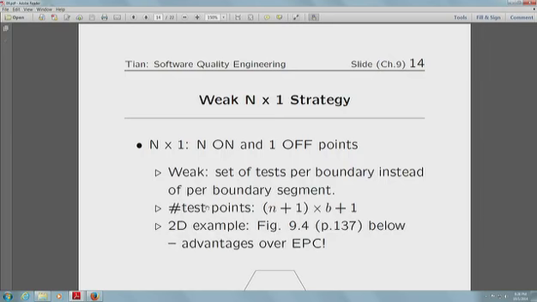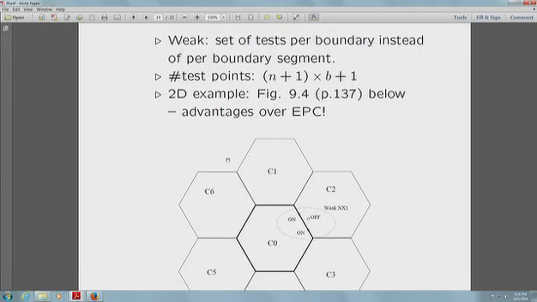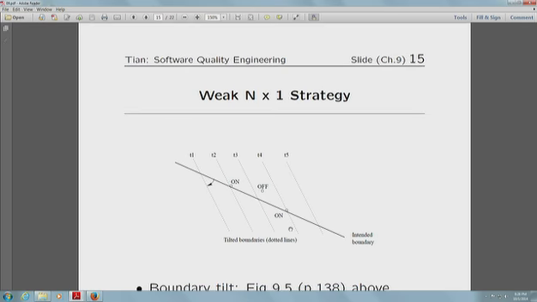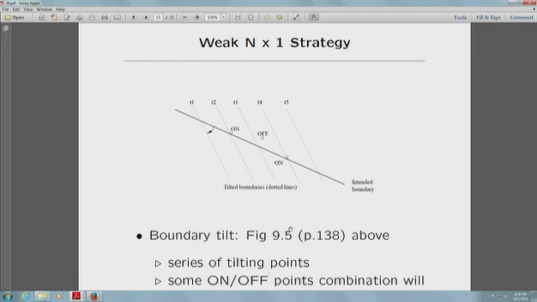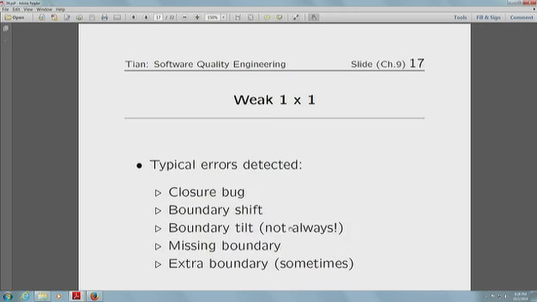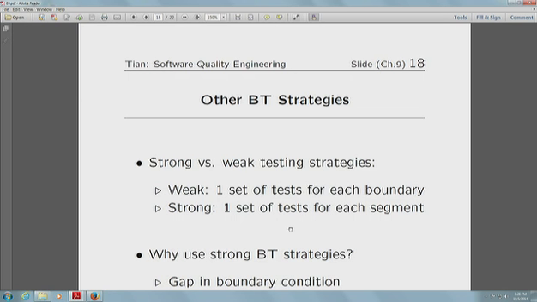Then we talked about the one by one, the N by one strategies. N by one strategy, 2 on points and 1 off point. So we have the things closed on C1, C0 here. And then there's this illustration about the boundary tilt, how you can detect those problems, but you may not be able to detect the boundary tilt problem for the one by one strategy. So those are the discussions about those strategies. Okay, and the important thing is to try to have a good understanding of those strategies and do some more exercises, so you can be comfortable with using those strategies to help you detect the problems.